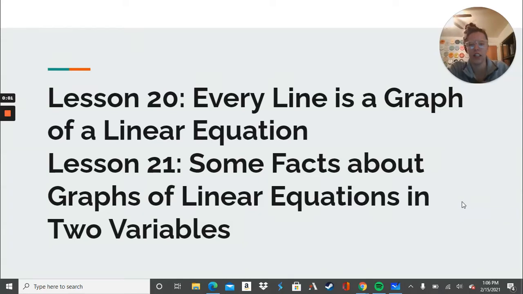Hey 8th graders, continuing to look at lines, graphs of linear equations. So lesson 20, every line is a graph of a linear equation. Lesson 21, some facts about graphs of linear equations in two variables.